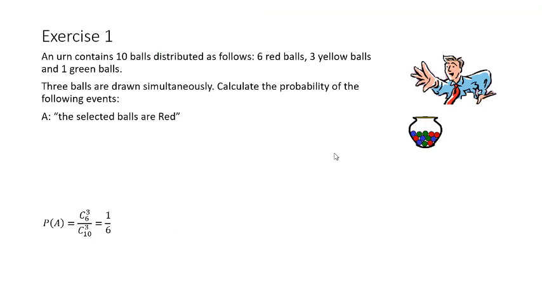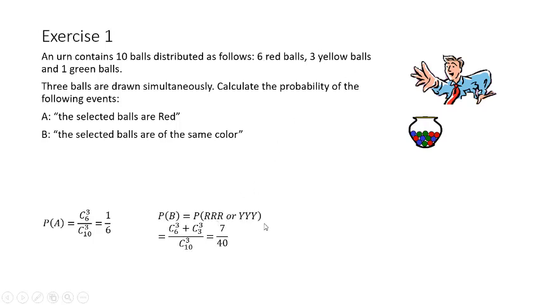For example, another event, event B: the selected balls are of the same color. The 3 balls could be 3 red or 3 yellow. 3 red is C3 out of 6, 3 yellow is C3 out of 3, over C3 out of 10, which is fixed in this case. And we can find the answer using the calculator.